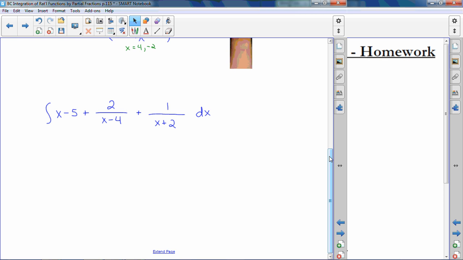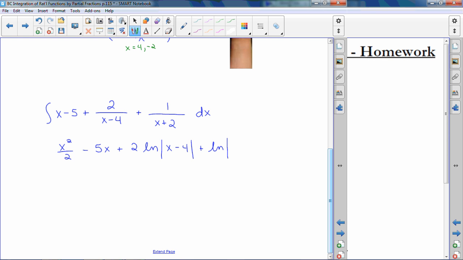All right, now we can just finish this up. When we integrate x, we get x squared over 2 minus 5x plus, leave the 2 out front, ln, absolute value of x minus 4, plus ln, absolute value of x plus 2. And don't forget your plus c.